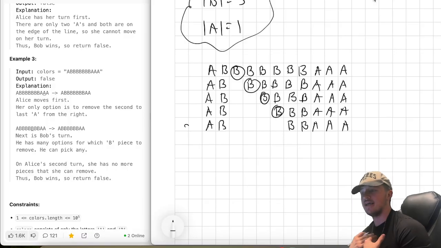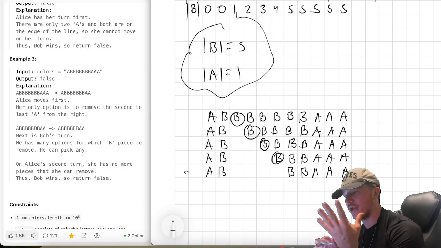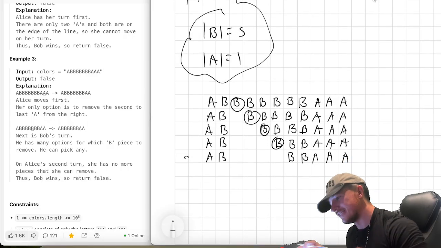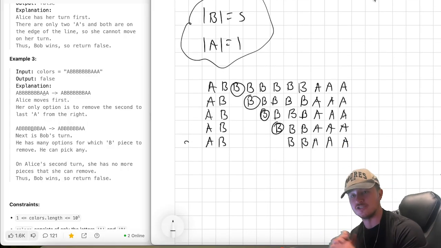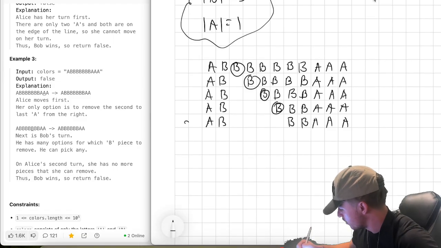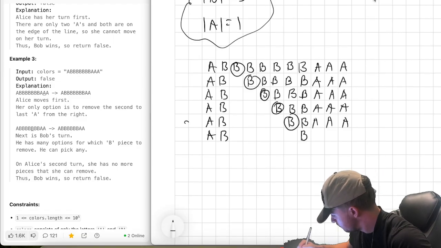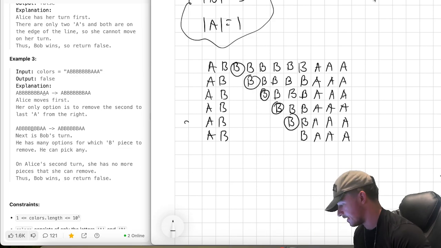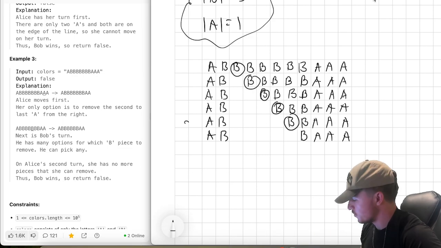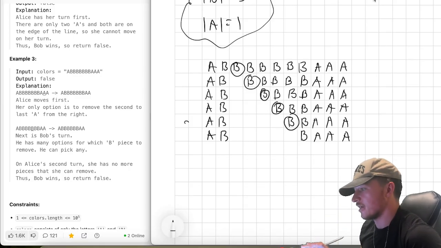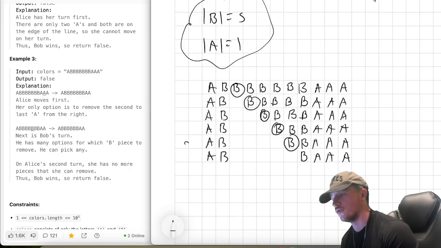Because right now, by my initial calculations, there's only one A and there are 5 B's that can be removed, right? Does that change based on what Bob does or based on what Alice does? And my argument is that it doesn't, right? And why is that? Now we're in this situation. Bob has removed 5 B's, just like our initial calculation. And can Alice now remove more A's?